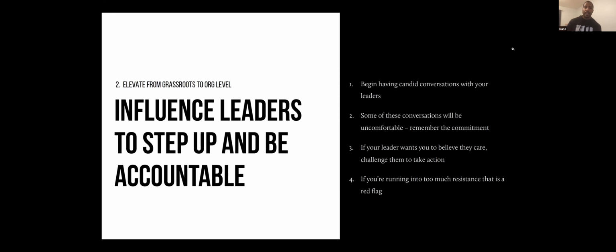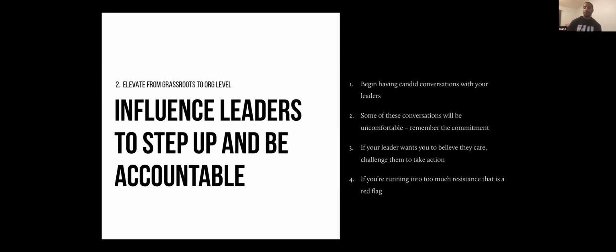Number two, elevate from that grassroots level to an org level. So begin influencing leaders to step up and be accountable. And this is a little hard because it begins with having those candid conversations with your leaders. And those conversations will be uncomfortable. But in those moments of discomfort, remember the commitment.